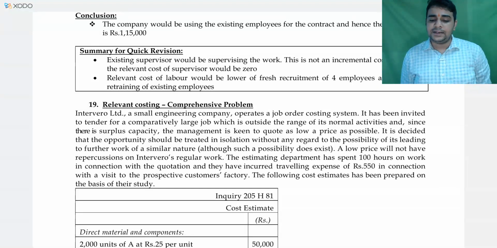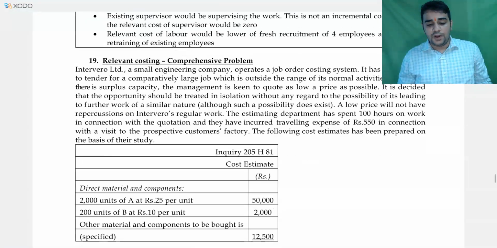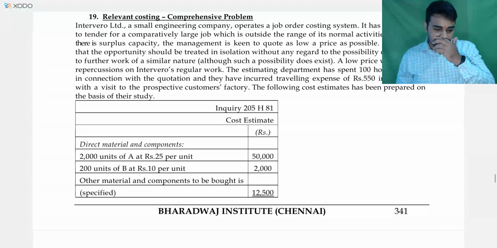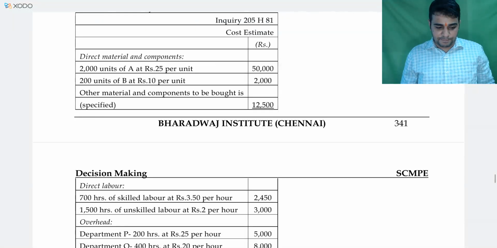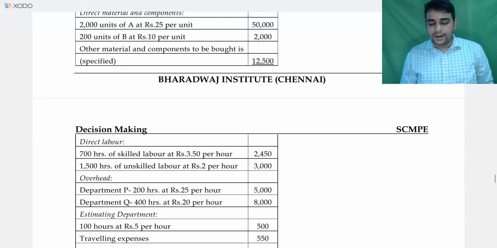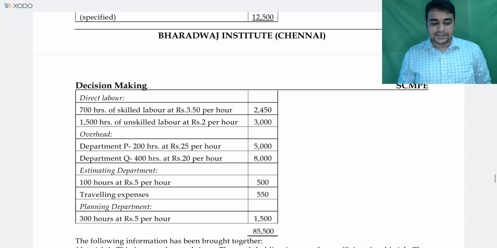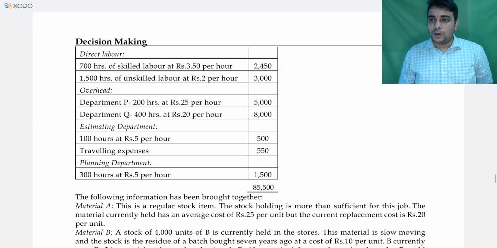The estimating department has spent 100 hours on work in connection with the quotation and they have incurred travelling expense of 550. Following is the cost estimate prepared by the estimating department. Direct material: 2000 units of A, 200 units of B, other material and components. Direct labor: 700 hours of skilled labor, 1500 hours of unskilled labor. Overhead: department P, department Q, estimating department, travelling department. All put together, the estimate is 85,500.